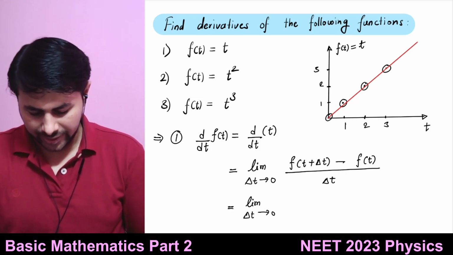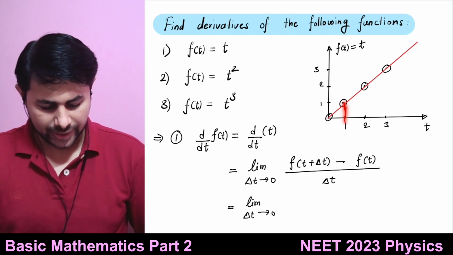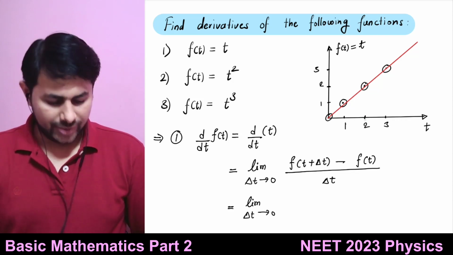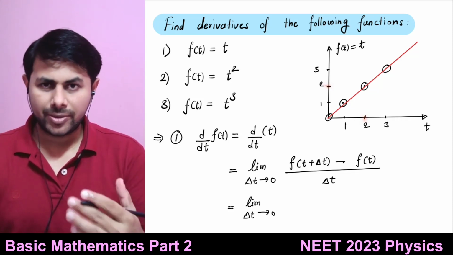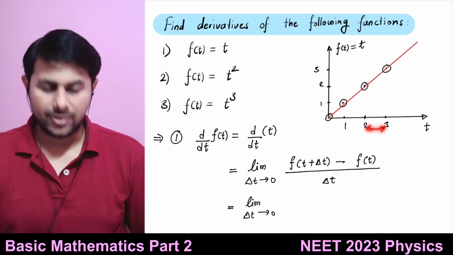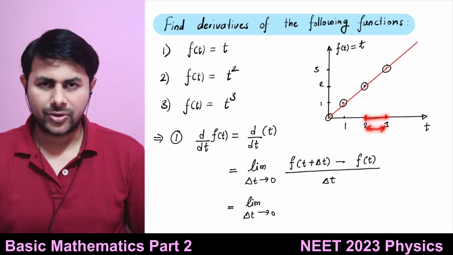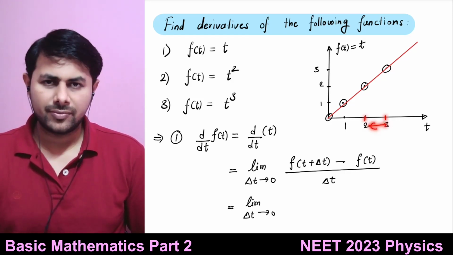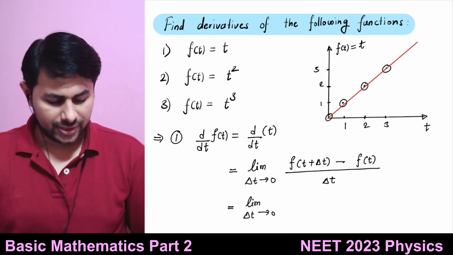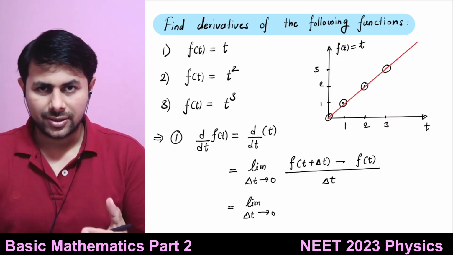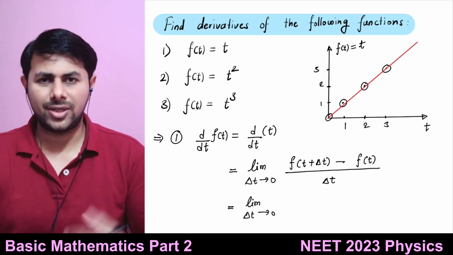For t equals 1, f of t is also 1 because f of t is equal to t. So when t becomes 2, f of t becomes 2. So let's say this is t, and this much difference is delta t. This is t plus delta t. What is t plus delta t? For example, let's say it is 3. So t is 2, delta t is 1, so t plus delta t is 3. So what is f of t plus delta t? It is also 3. So f of t plus delta t is also t plus delta t.